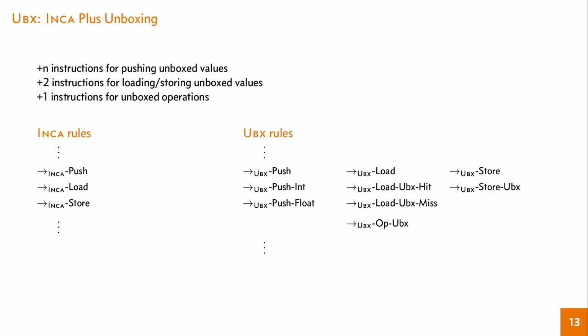This is what the UBX bytecode language does. It extends Inca with instructions to push unboxed contents on the stack, load unboxed values from dynamic memory, and store them back, and evaluates unboxed operations. The operand stack is changed to manage a union of boxed and unboxed values. For this to work, all semantics rules from Inca have to be adapted to cast the operands to the correct types. But then the question is how we can be sure that the operands have the correct types and that this casting is sound.